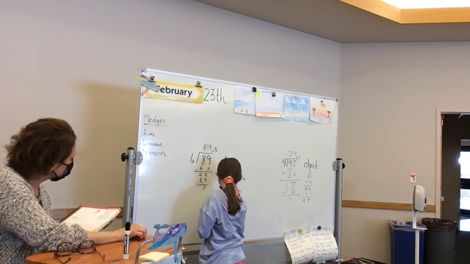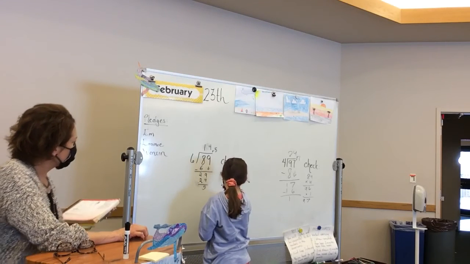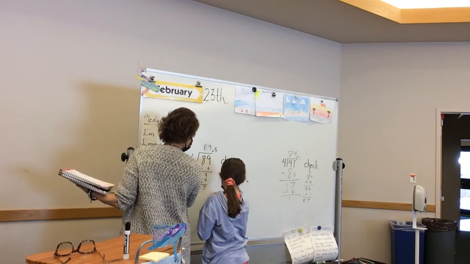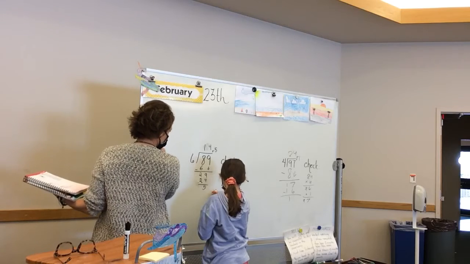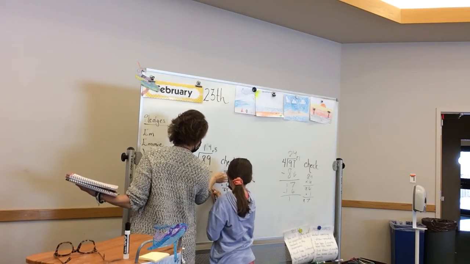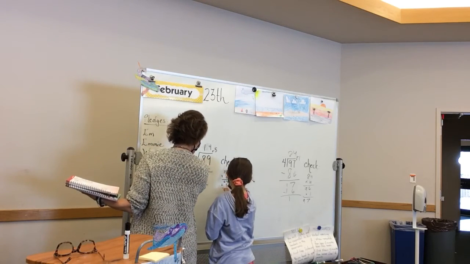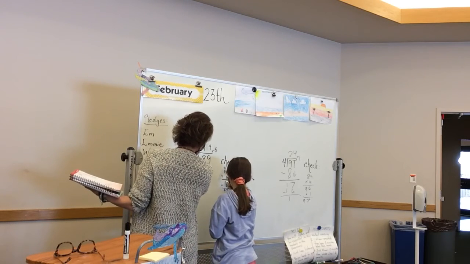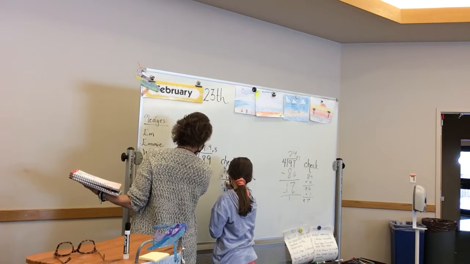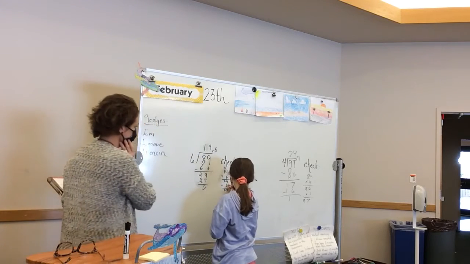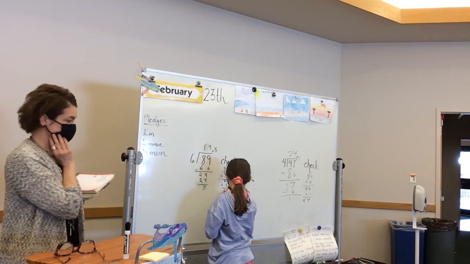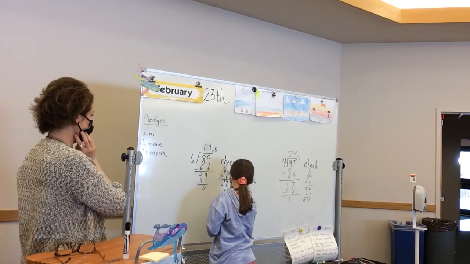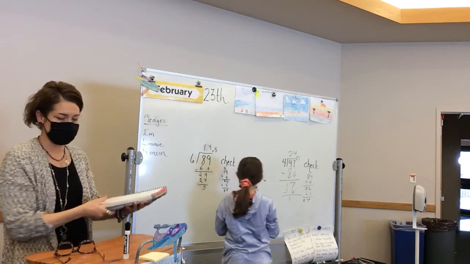So you're forgetting something here. This is not correct. What is 6 times 4? Okay, so you got the 4, and then where do you put the 2? There you go. So what is 6 times 1? There you go. Plus 2. Good. There you go. Good job.